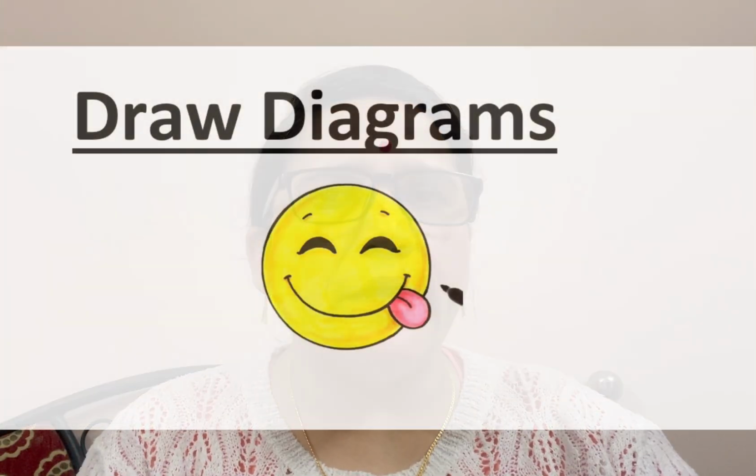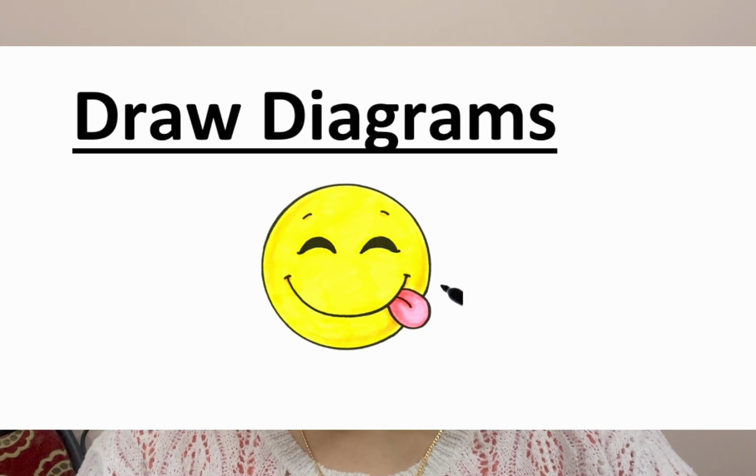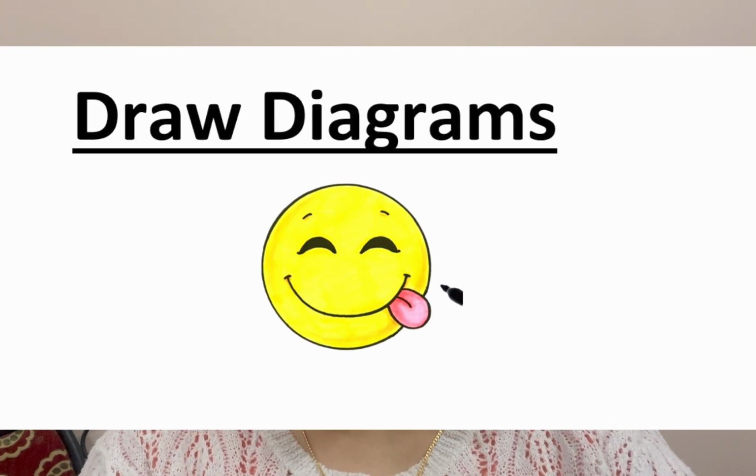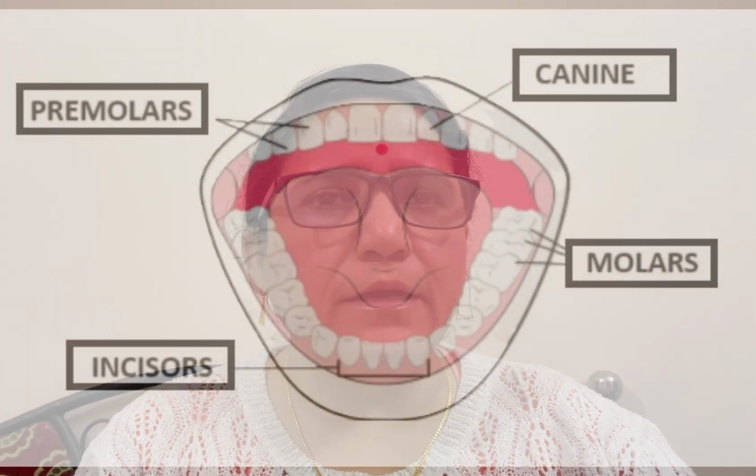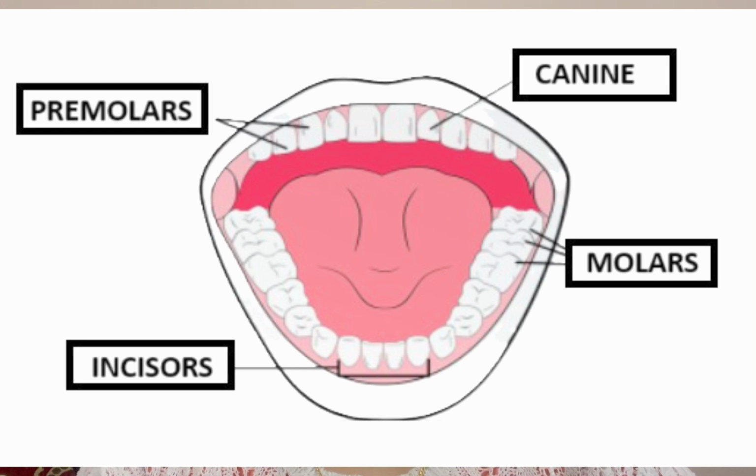Some important diagrams. Let's look at some important diagrams you need to remember and draw. First, the human digestive system showing the mouth, esophagus, stomach, small intestine and large intestine, tracing the full path of food. Second, the teeth arrangement diagram highlighting different types of teeth: incisors for cutting, canines for tearing, premolars and molars for grinding.